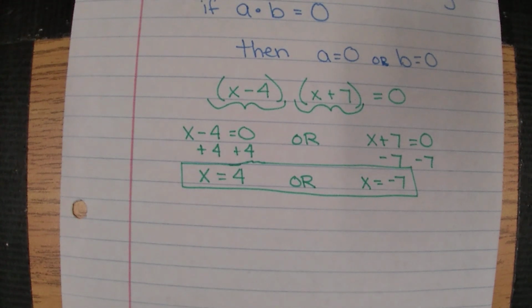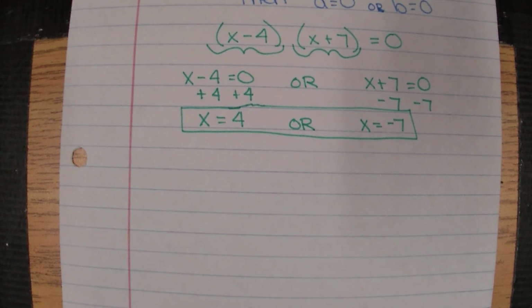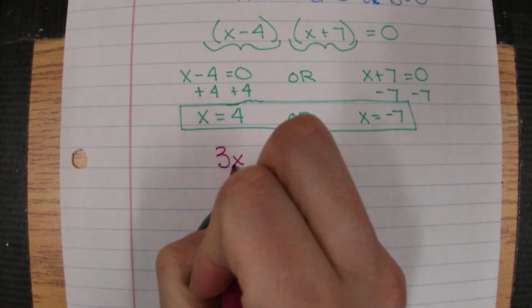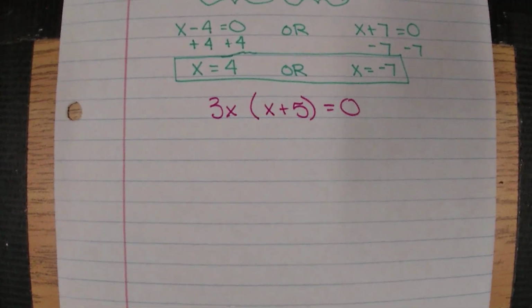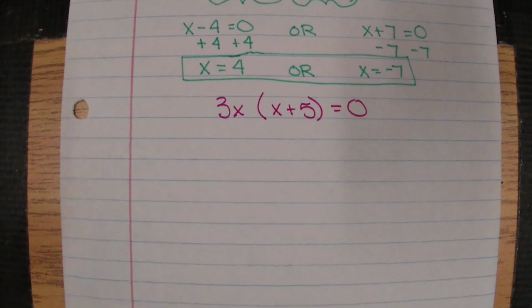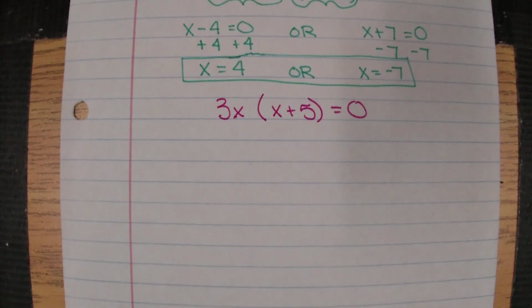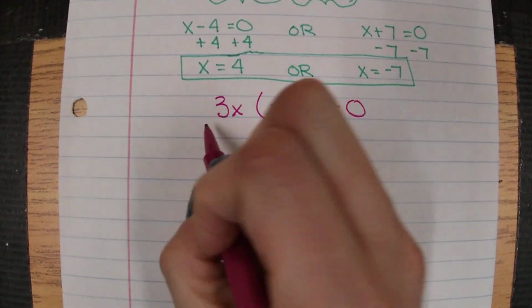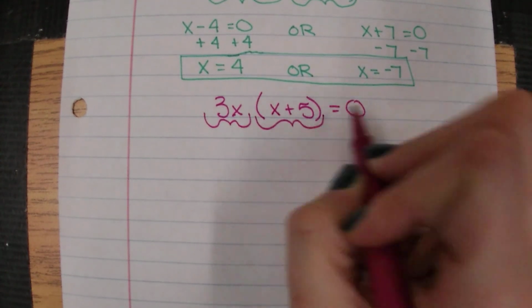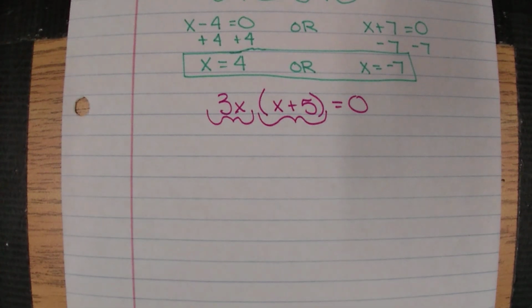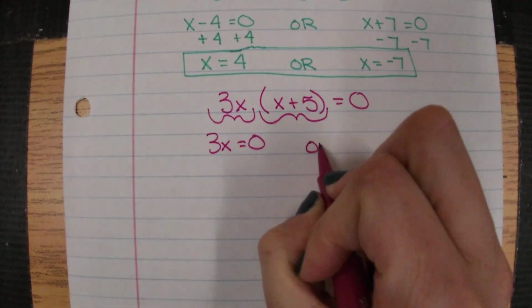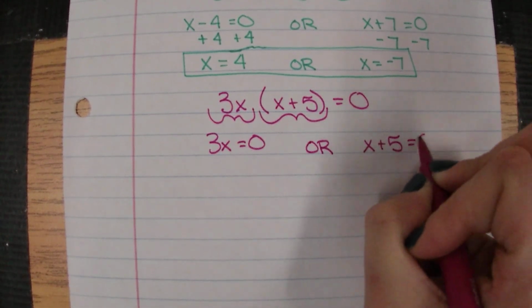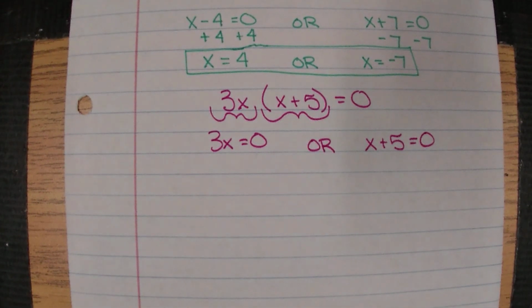Okay, so let's say we're given 3x times x plus 5 equals 0. Okay, so first rule is it has to equal 0. So does this problem equal 0? Yep, check. Then what things do we have being multiplied together? Well, we have 3x being multiplied times an x plus 5, which means either 3x has to equal 0 or x plus 5 has to equal 0. Right, and this is something we can then solve both of them.